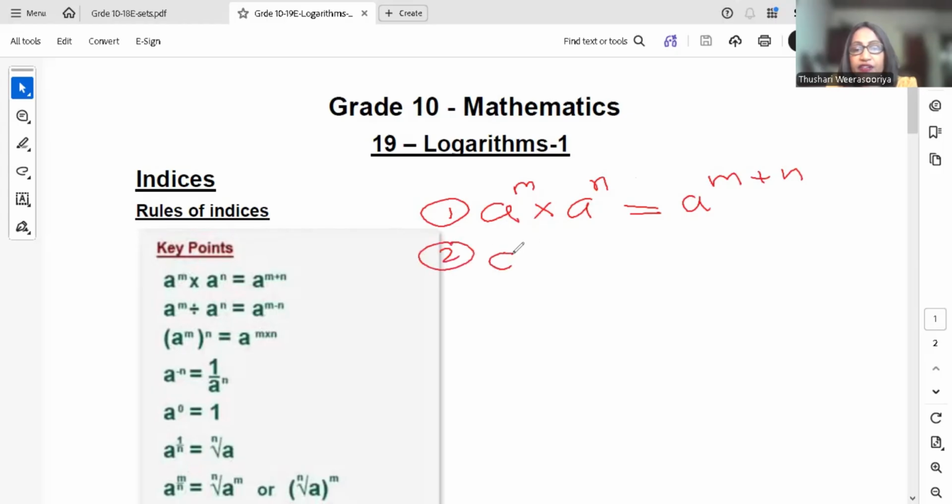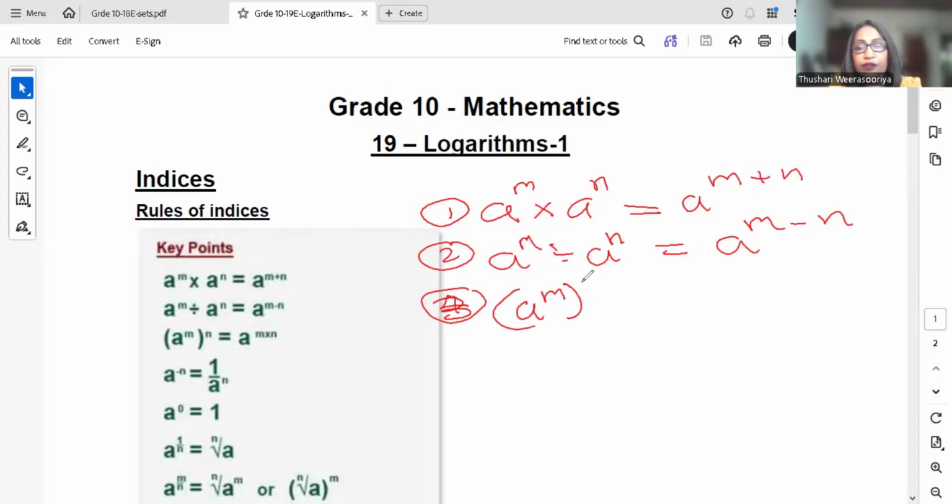What is the division rule? Division, I'm just revising the grade 9 work. Division, subtract the powers. Because before we do the logarithm, you must know indices very well. Third rule, power of a power: a to the power m, to the power n, that is a to the power mn. You multiply the powers. Here you add the powers, subtract, multiply.